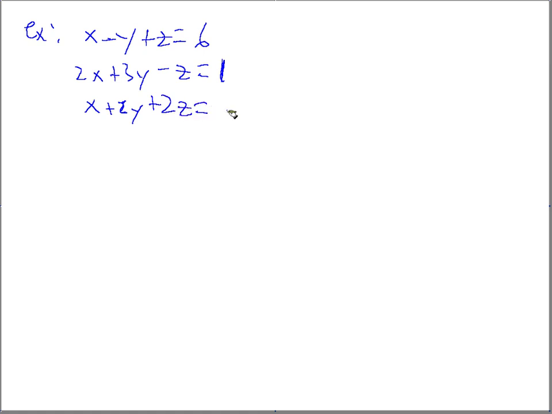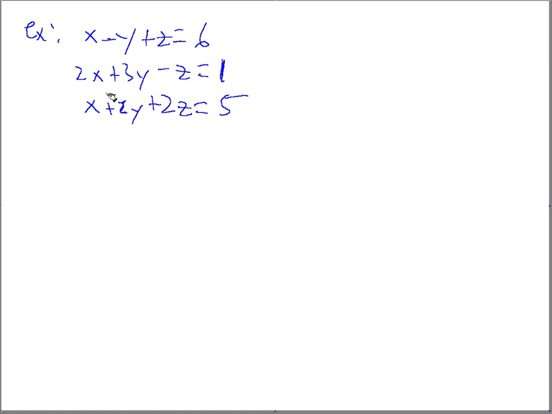Let's take a look at something like x minus y plus z is equal to 6. First equation. Second equation, 2x plus 3y minus z is equal to 1. So it's 1 there, sorry about that. And the third equation is going to be x plus 2y, 2 right there, sorry about that, plus 2z is equal to 5. So let's take a look at these 3 equations: first equation, second equation, third equation.